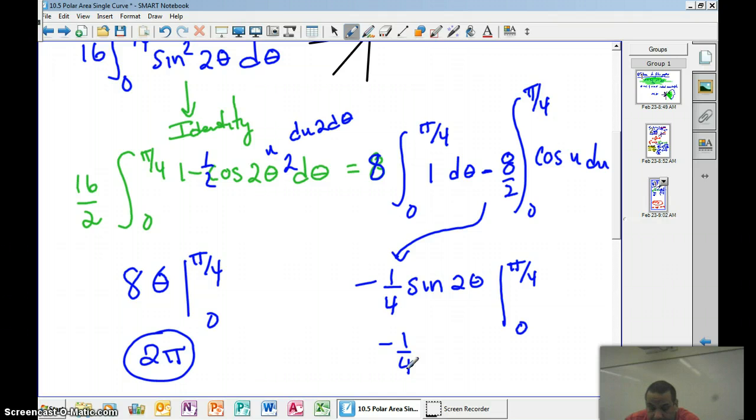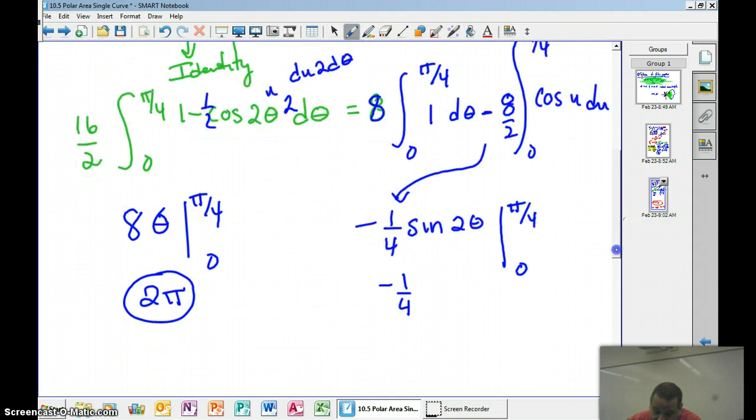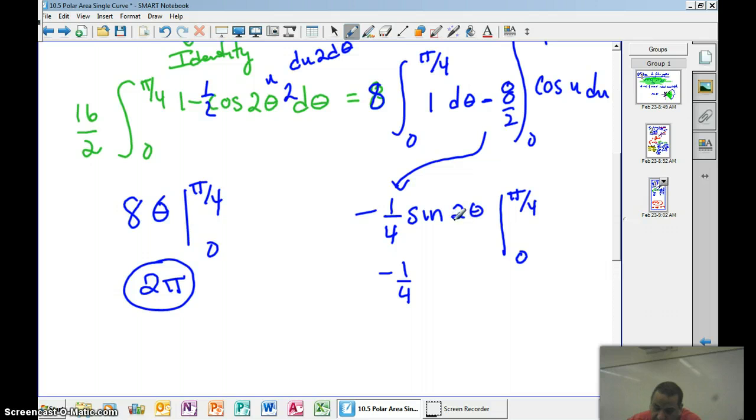Correct me if I'm wrong, but make sure I did everything right. Just double checking myself here. Now, when I put in 0, I get 0. So it's 2 pi minus 1/4, I believe. And just let me double check that. Sine of pi over 2 is 1. 1 minus 1/4. So my answer is 2 pi minus 1/4.